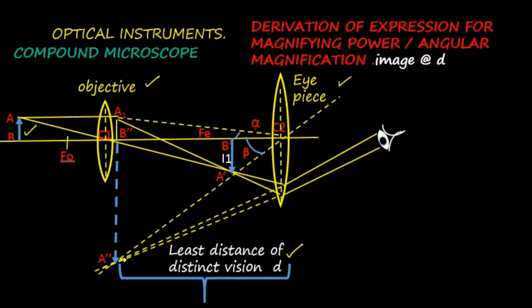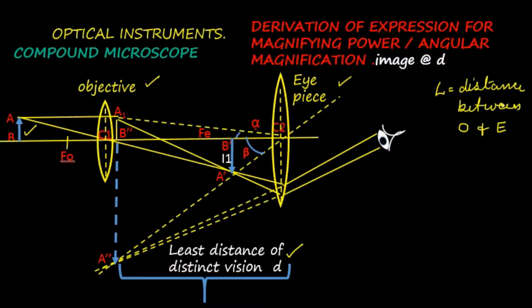It is inverted with reference to the object, but it is erect with reference to the first image. The first image is real. I have shown a solid line here. But the final image is virtual and I have used dotted lines to represent the image. The final image is much larger than the object, and it is also larger than the first image. The first image is real, enlarged and inverted. The final image is virtual, erect and magnified with reference to the first image.